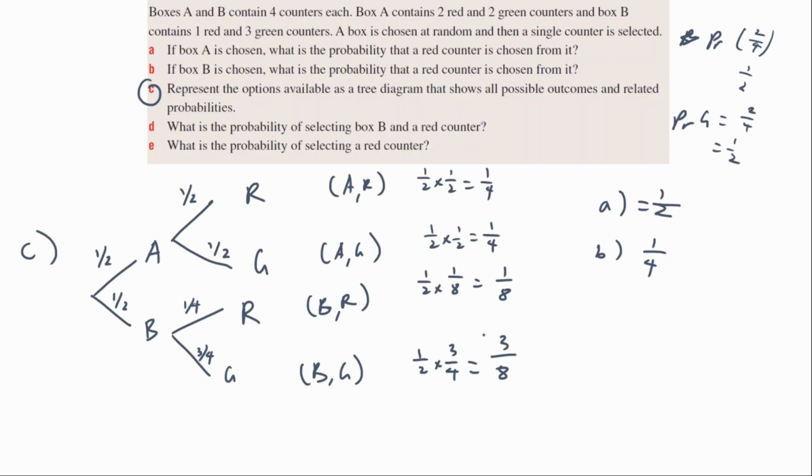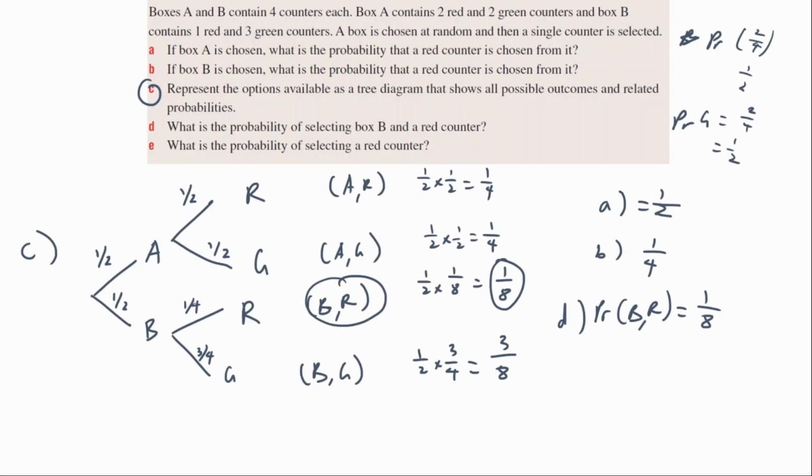Jumping to question D now, because we've already done C. What is the probability of selecting box B and a red counter? So if you've got a tree diagram, this is pretty easy. Just follow box B, follow that path, and then red. So we're looking at BR there, and our probability is 1/8. So probability of BR equals 1/8.